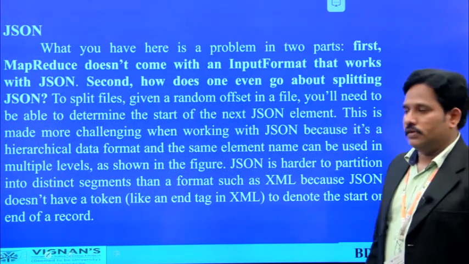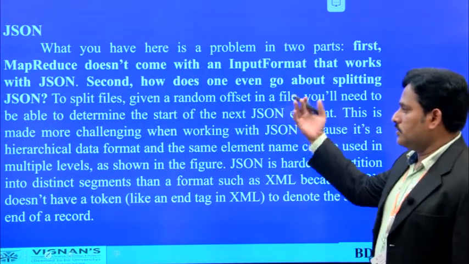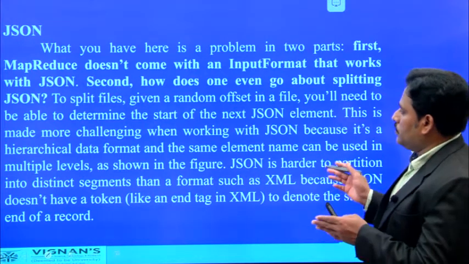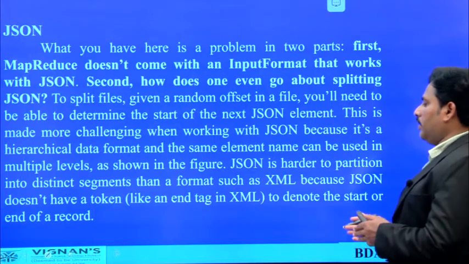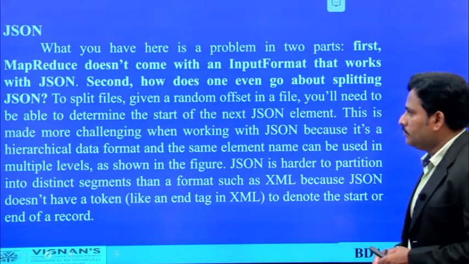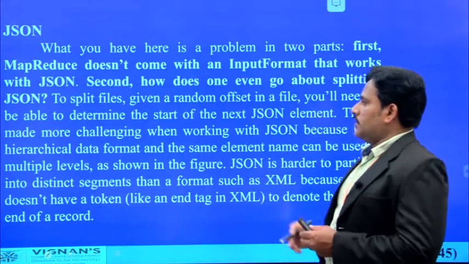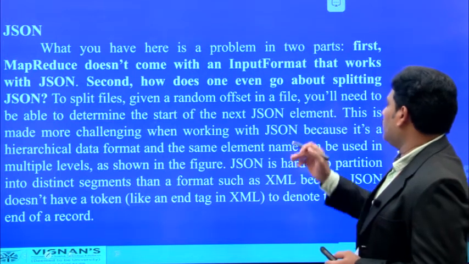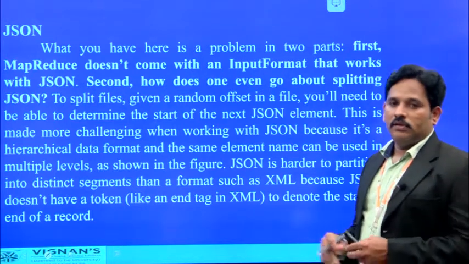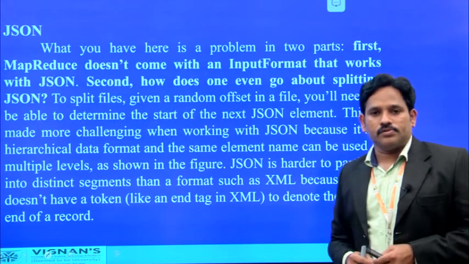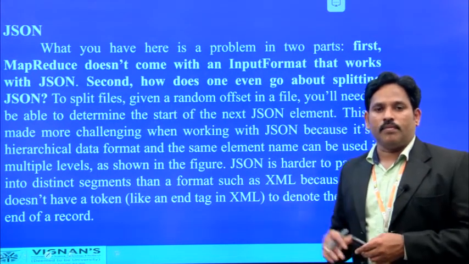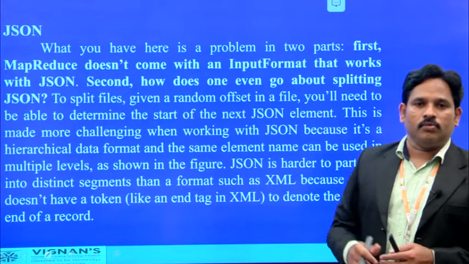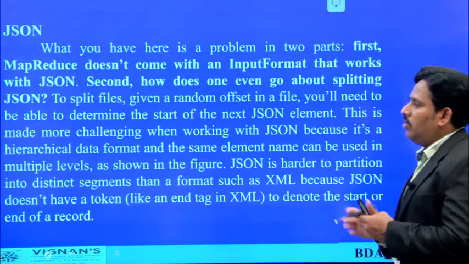Another format is JSON. JSON also will give the same efficiency as XML. This is also used, but for this we require some basic requirements. When we are using JSON, JSON doesn't accept pre-formatted data. That means MapReduce doesn't come with an input format that works with JSON, whereas XML is coupled with MapReduce. If you want to use JSON, MapReduce output or input is not coupled with the JSON format. Here we require an additional activity of converting the format.